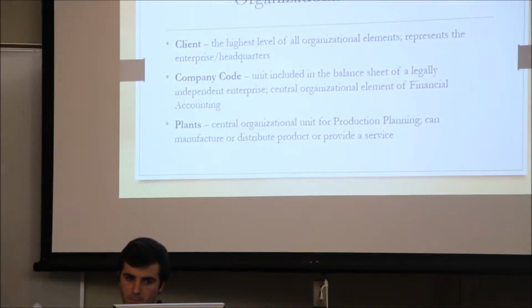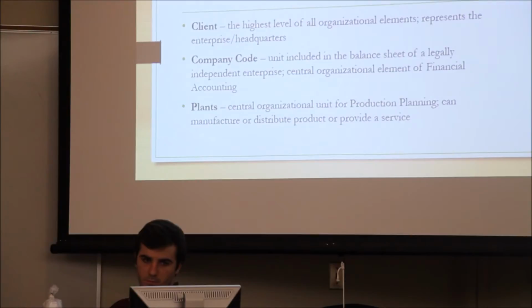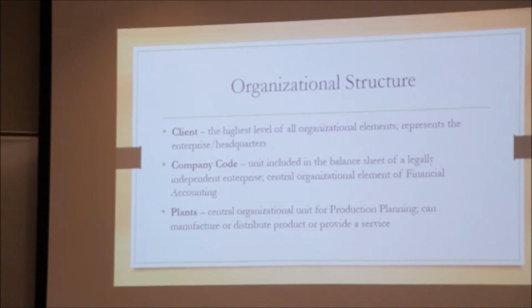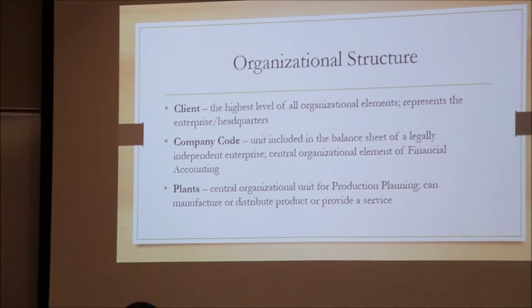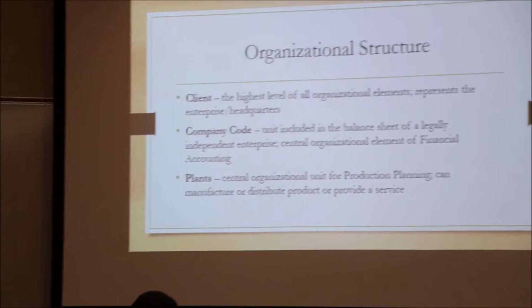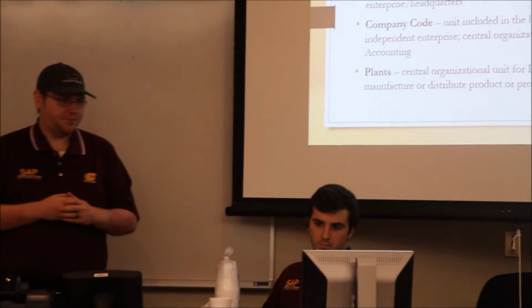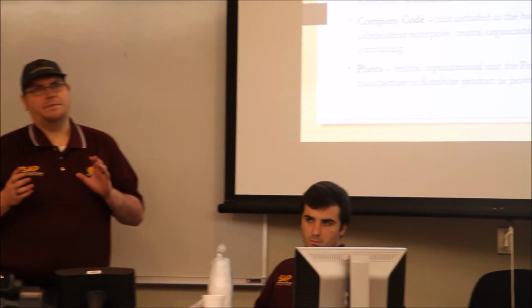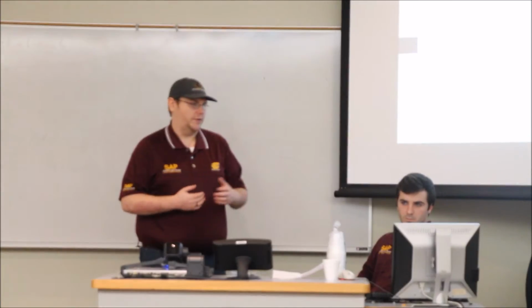So, organizational structure. Again, if you haven't taken 301 or you're taking it now, just as a refresher, the client is the highest level of all the organizational elements. It represents the enterprise. A client can have multiple company codes, and the company code is its own legal entity. Say, for instance, the client would be someone like General Motors. A company code could be GMC. A company code could be Cadillac, right? So these individual legal entities are company codes.